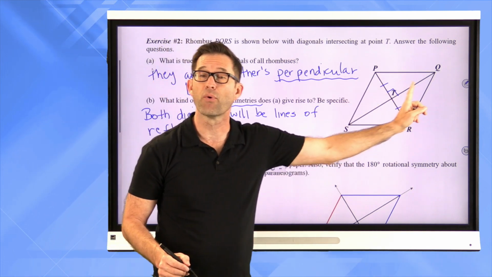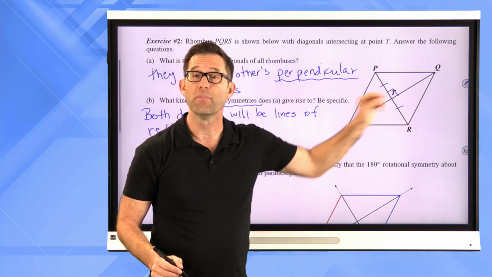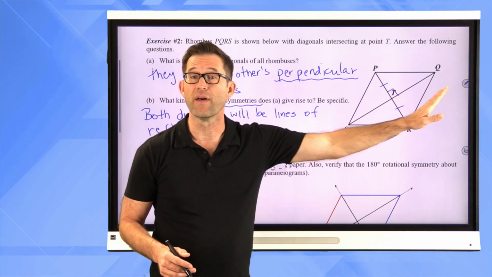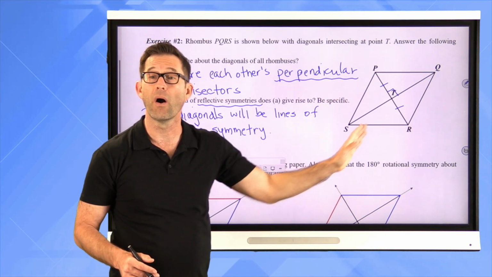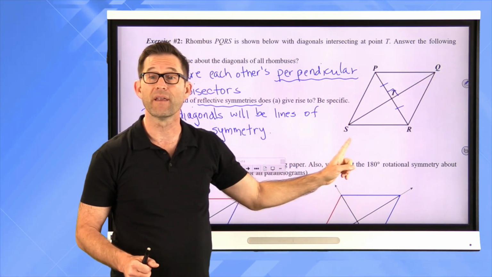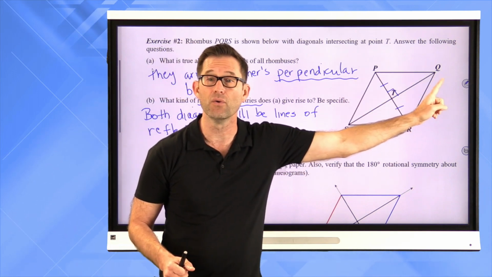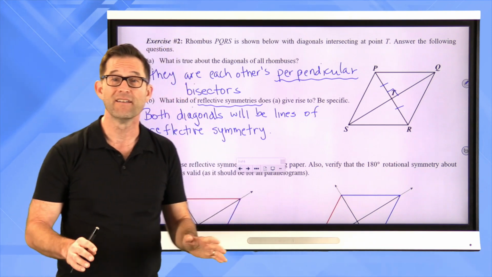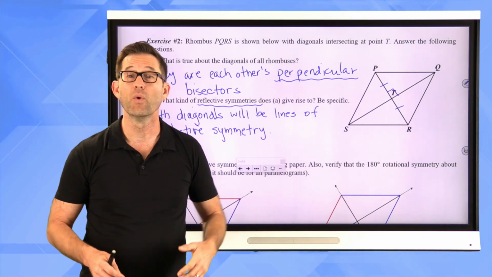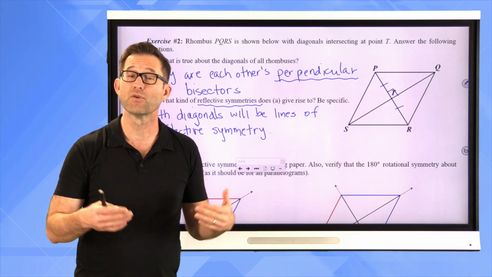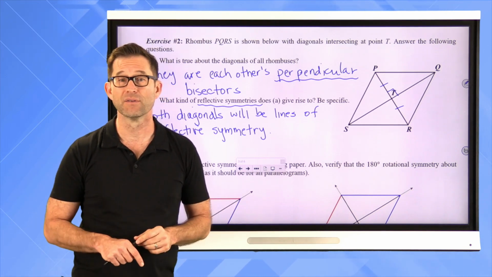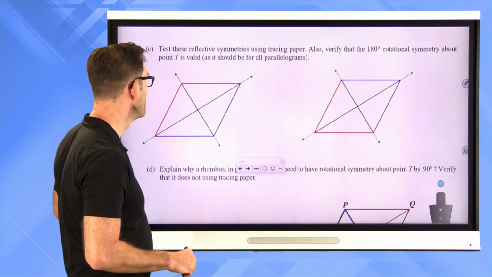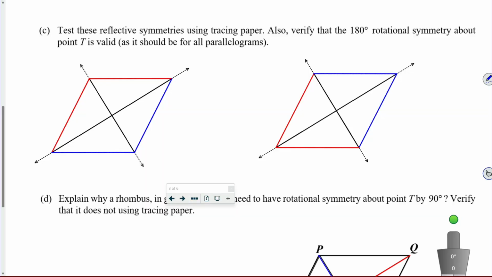Of course, point S and point Q will just get mapped to each other because they are on the line of reflection. And then you can make the same argument if we reflected it across diagonal PR. Q would get mapped onto S, S would get mapped onto Q, and P and R would stay in the same place. Now, that's not generally true of most parallelograms because most parallelograms don't have diagonals that are perpendicular to one another. But rhombuses do.